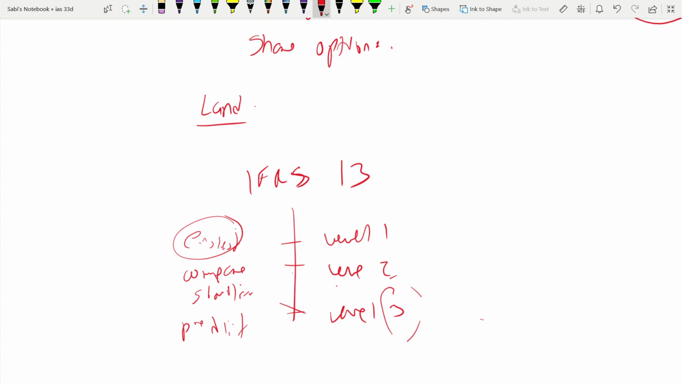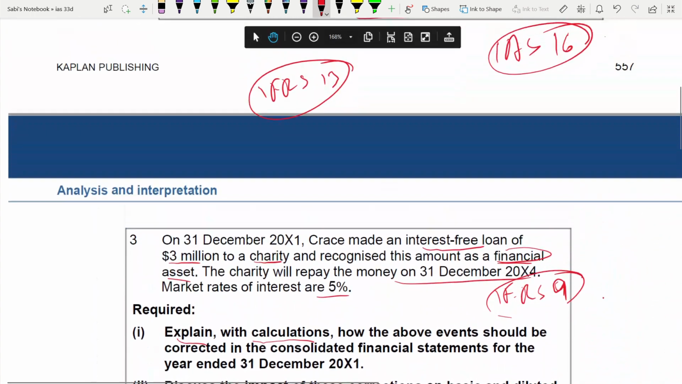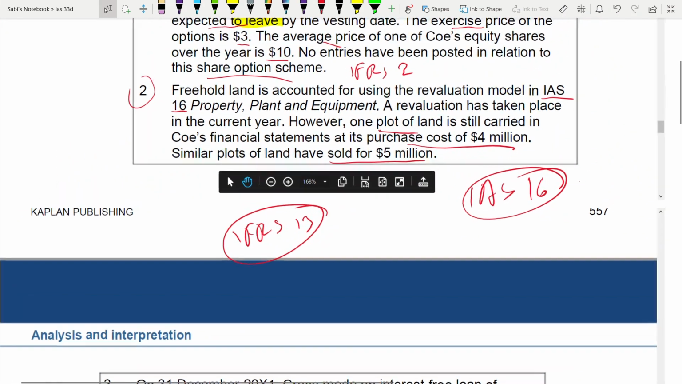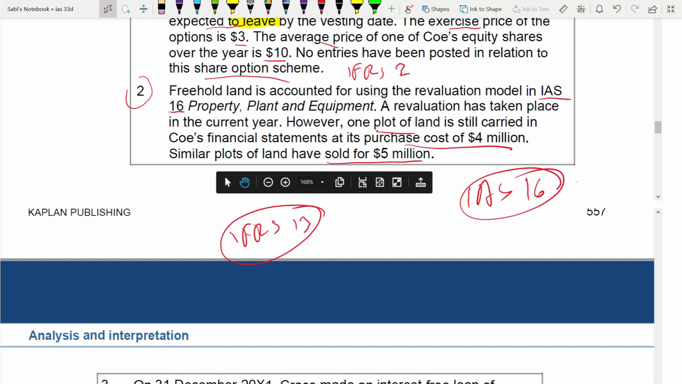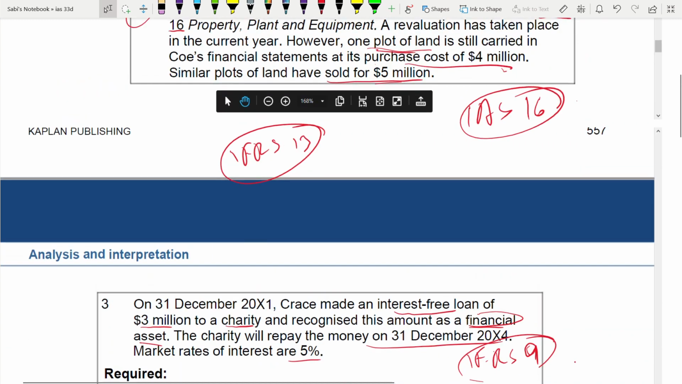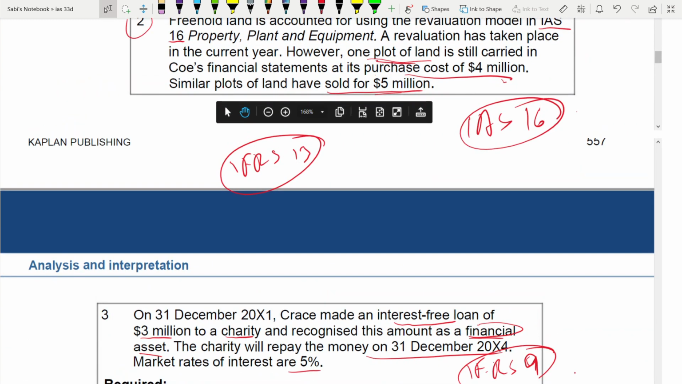So you need to understand in this question, at what level is it? Is it level 1, level 2, level 3? For that you need to read again. Revaluation takes place in the current year. However, one plot of land is still carried in their financial statements at its purchase cost, and similar plots of land have been sold for 5 million. So tell me, is it level 1, level 2, or level 3?